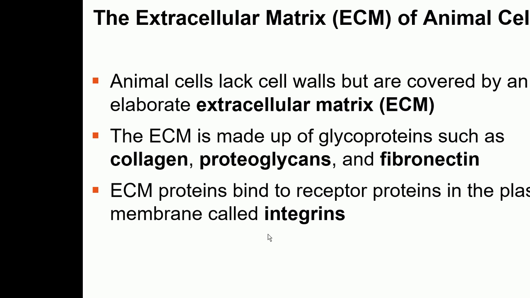Now let's talk about animal cells. Animal cells lack cell walls, but they have an extracellular matrix, and this extracellular matrix is made of glycoproteins such as collagen, proteoglycans, and fibronectin. The proteins present in the extracellular matrix bind to receptor proteins present in the plasma membrane, and those receptor proteins are called integrins.